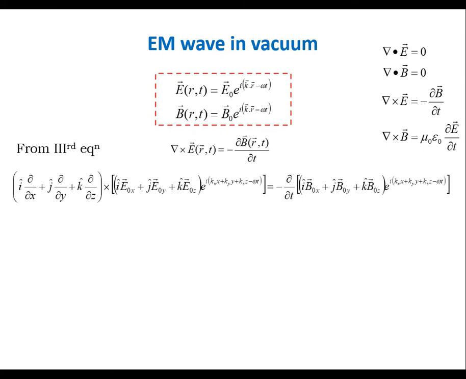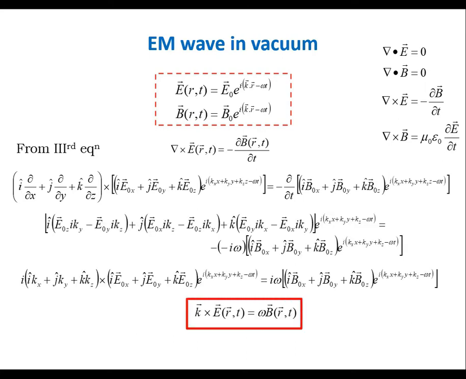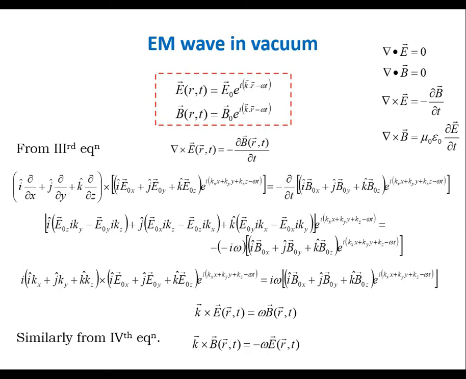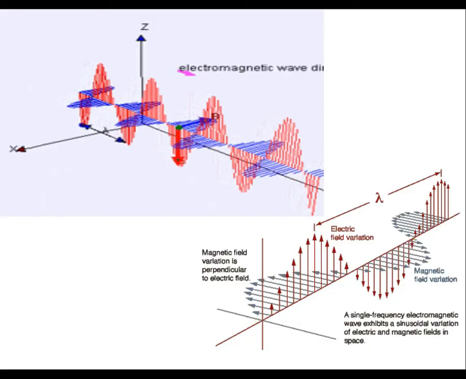This can be done like this, which you can do by yourself, to have k cross E equal to omega times magnetic field induction. This is the result by putting the E equation in the third equation. Similarly, if you put the solution for magnetic field induction in the fourth Maxwell equation, you will get this. So, in an electromagnetic wave, E, B and k are mutually perpendicular. So, we are in a condition to picturize an electromagnetic wave.